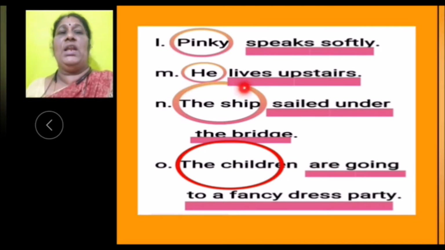M. He lives upstairs. Who lives upstairs? He. That is the subject. Lives upstairs is the predicate.